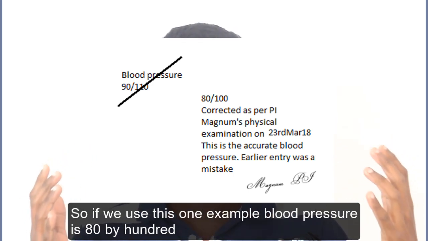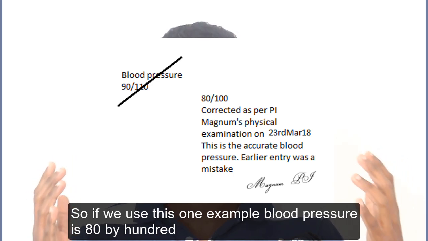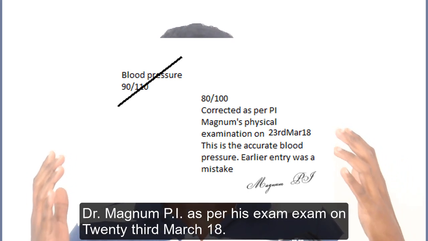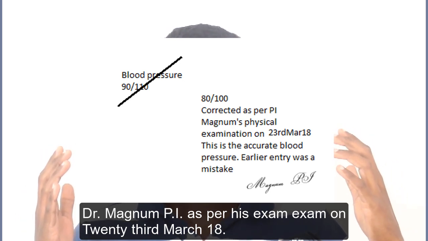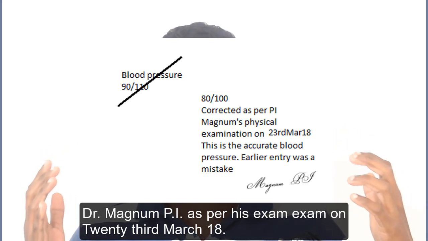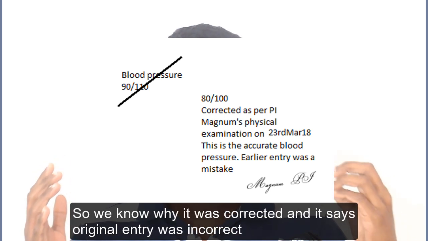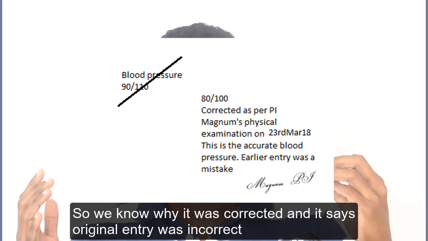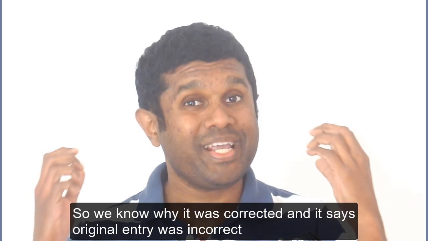So for this example, blood pressure is 80 by 100, written by Dr. Magnum PI as per his exam on 23rd March 18. So we know why it was corrected, and it says the original entry was incorrect, so it was corrected. So we can trust the data.